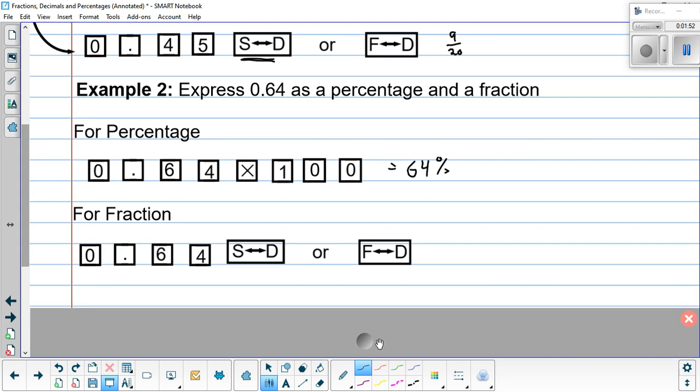And then for a fraction, same thing. We have this 0.64. We hit this S to D or F to D. We're going to find that is going to give us 64 over 100. Well, I'm just doing it by hand because I actually find it sometimes easier. I can just break it down faster and faster. It's good practice. So it'll give us 16 over 25.